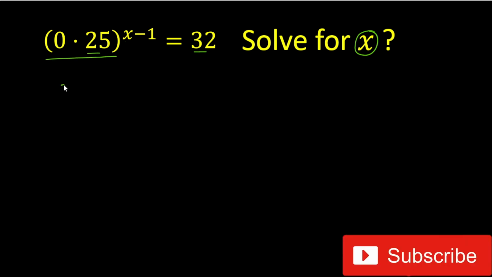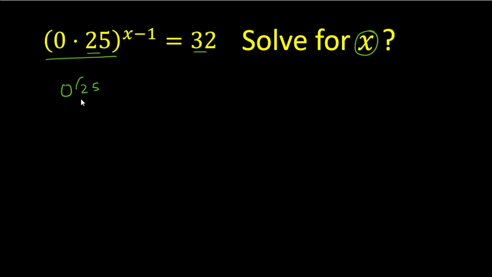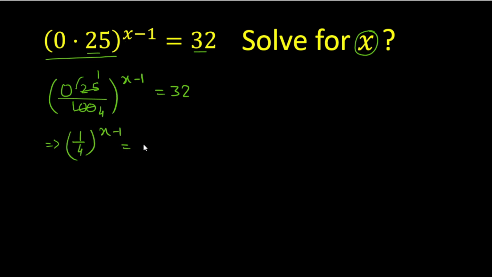So we have 0.25. Now if we cancel the point, it will be 25 over 1 and 2 zeros, so 100, and it is raised to the power x minus 1, equal to 32. Now we'll cancel it by 25. 25 ones are 25, and 25 fours are 100. So we have 1 over 4 to the power x minus 1, equal to 32.